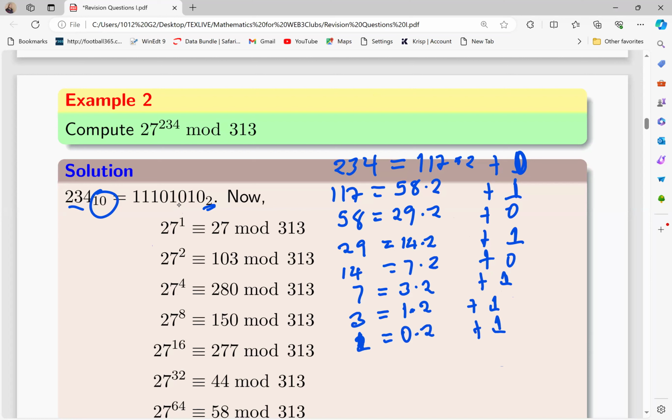Now, we've done that. You write these remainders from bottom going up. So the decimal number 234 is the same as 11101010 in binary. This is how I got this. So you convert a decimal number to binary.